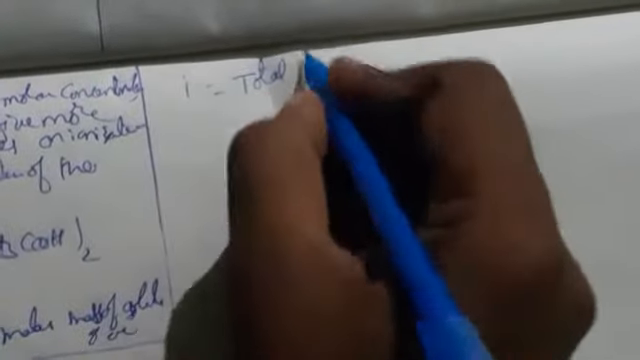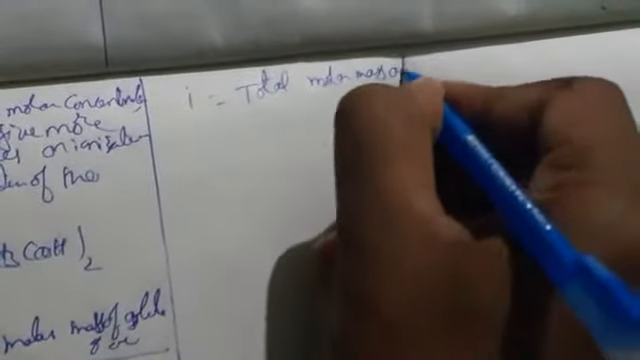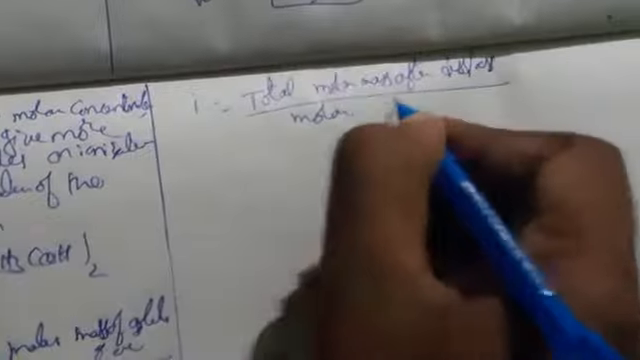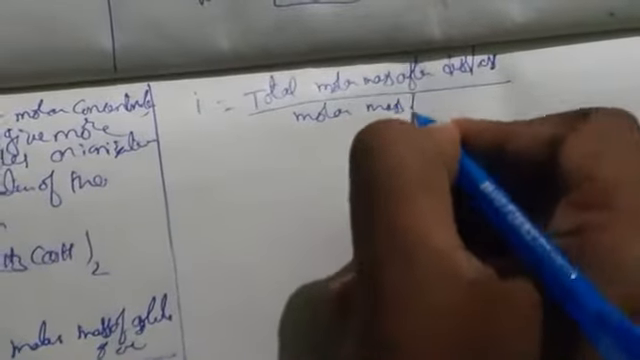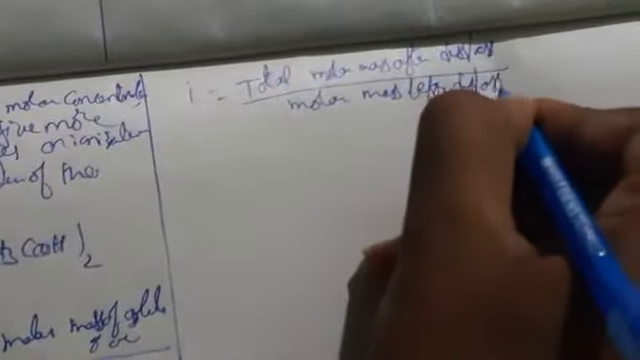total molar mass after dissociation or association to the molar mass before dissociation or association. Okay, this is also known as Van't Hoff factor.